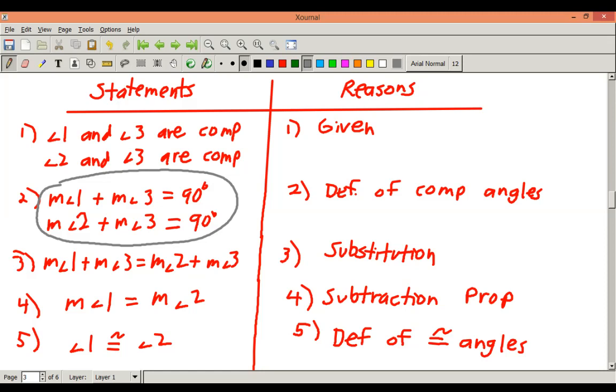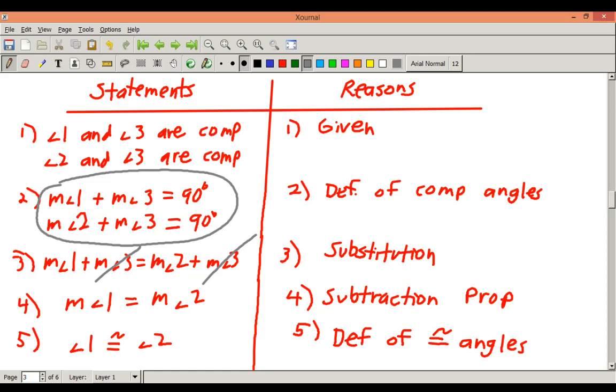How do we go from statement 3 to statement 4? Well, subtract the measure of angle 3 from both sides. If you subtract the measure of angle 3 from both sides, you're going to end up with the measure of angle 1 equals the measure of angle 2 by subtraction property. So that's the reason.